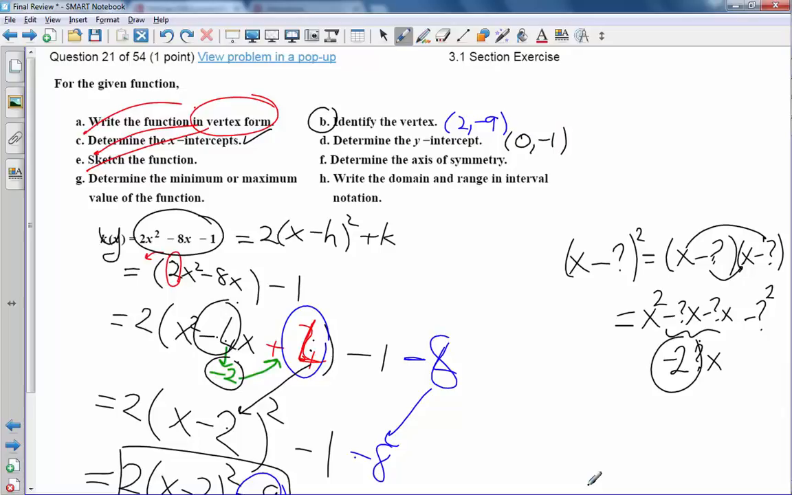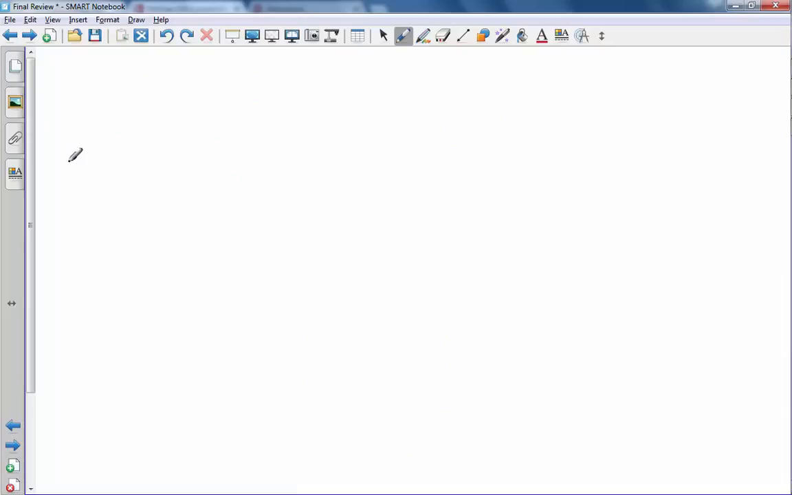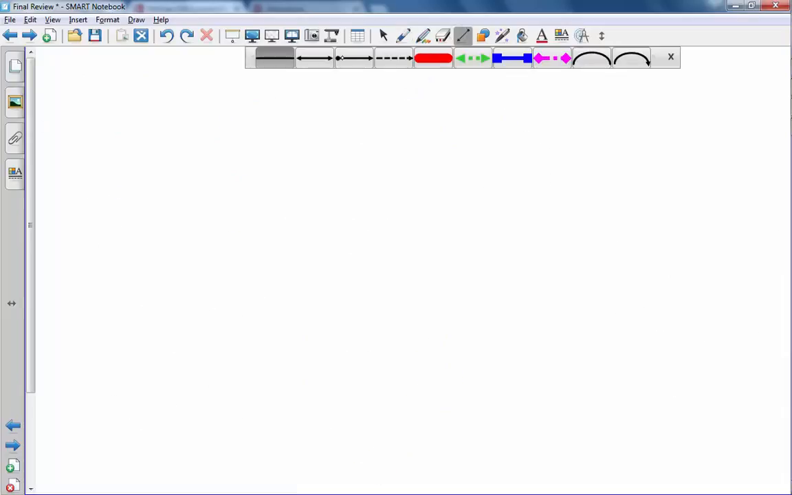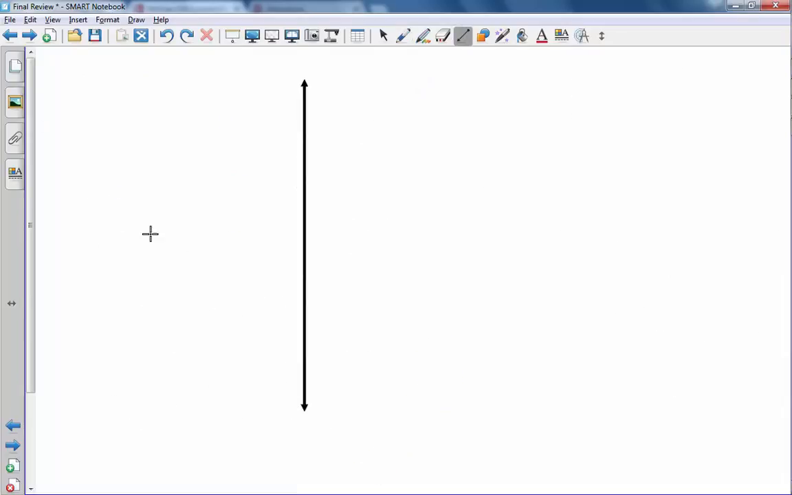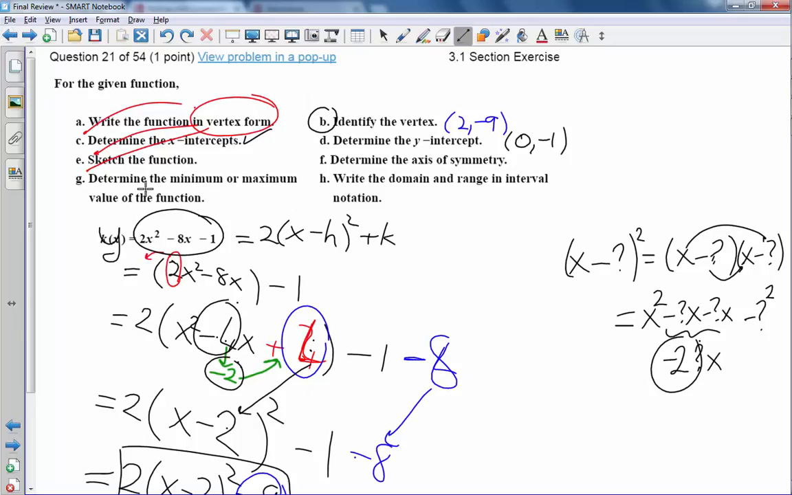Sketch the function. Without the vertex form, I have no clue how to sketch this thing. This one is so hard. Or maybe you can set up table values: you enter 0, 1, 2, 3, 4 for x, or negative 1, negative 2, and then compute y values and plot dots, connect dots. That way maybe you can sketch, but it's going to take a while.